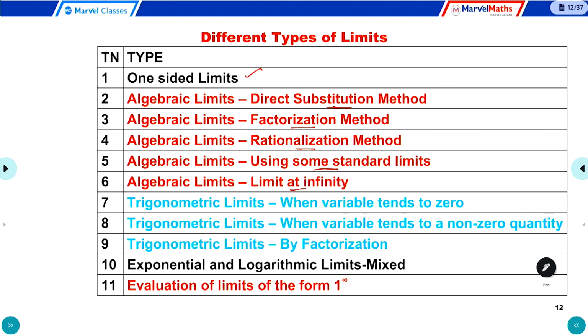Now trigonometric limits: when variable tends to 0, when variable tends to non-zero, by factorization method. Three different types of problems.